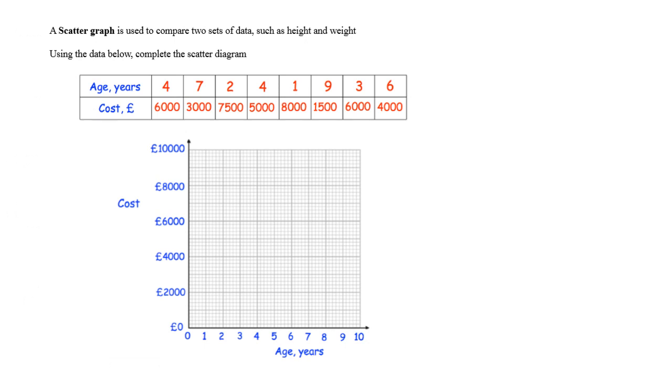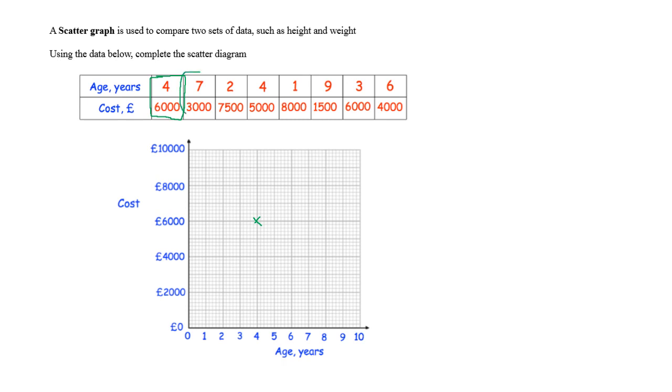We've got an example here of the age of cars versus how much they would cost to buy at that age. I think we'd normally expect older cars to cost less, but let's just see. So we've got our first point here, 4-year-old, £6,000. If we draw a point there, we've got the start of our scatter graph.